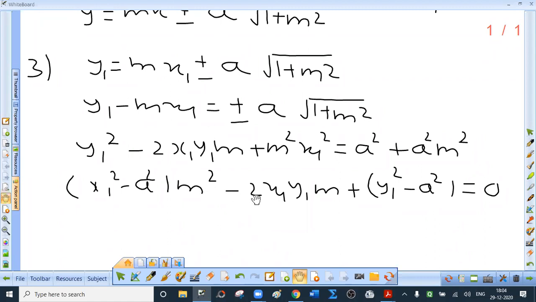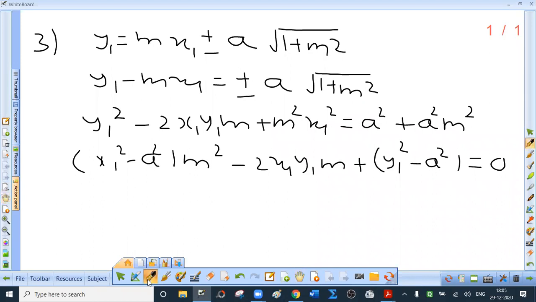But if roots are real and equal, what happens? Only one tangent can be drawn. So you should be able to say that in that case x1 y1 has to lie on the circle. Then and then only one tangent can be drawn. Is that clear? So this shows that in general two tangents can be drawn to the circle from a point x1 y1 in the same plane.